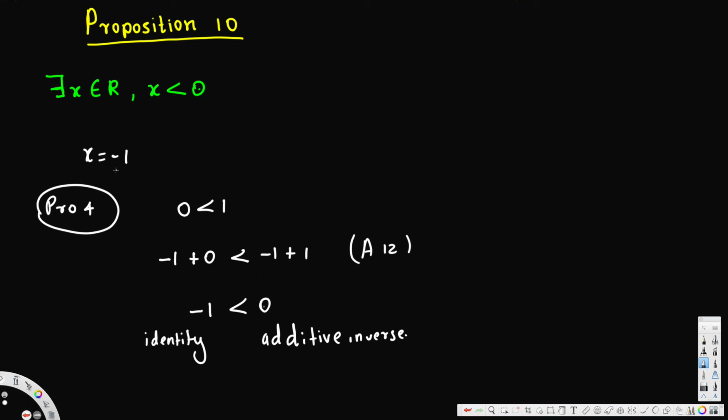We assumed x is equal to -1, so we proved that x is less than 0. That's our claim. We proved the claim. Therefore, proposition number 10 is proved.